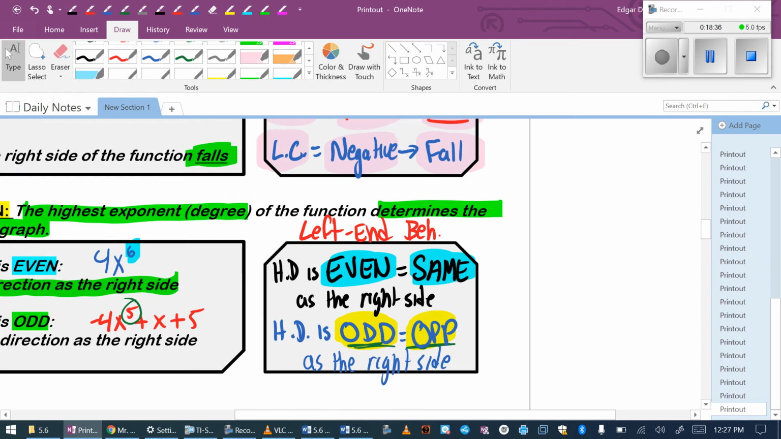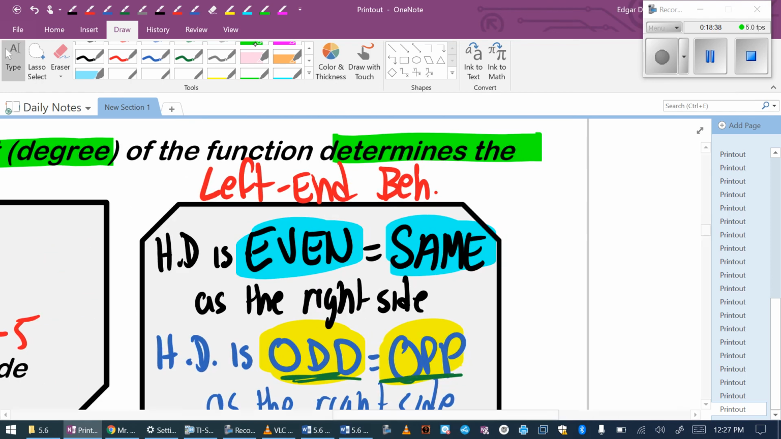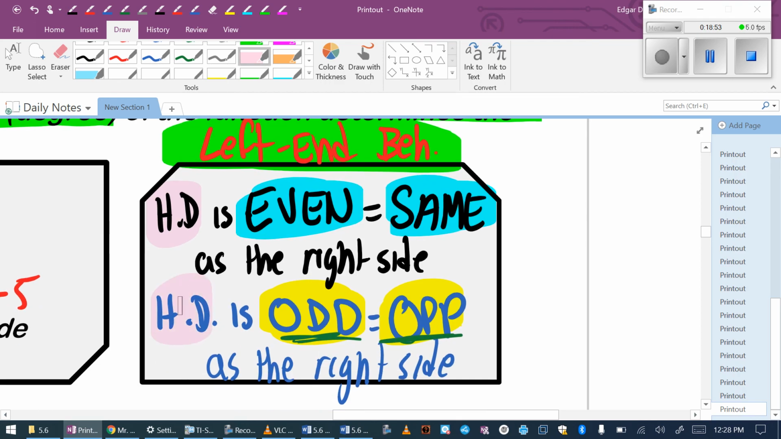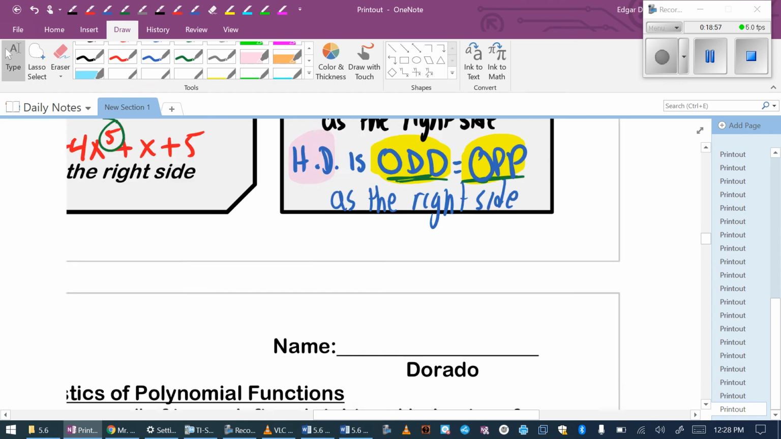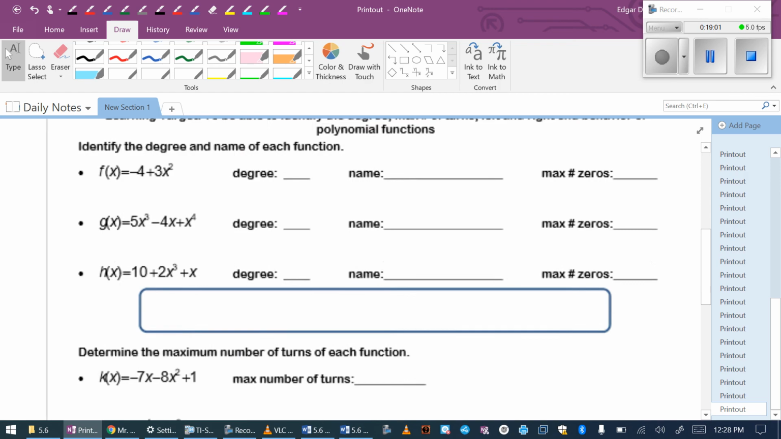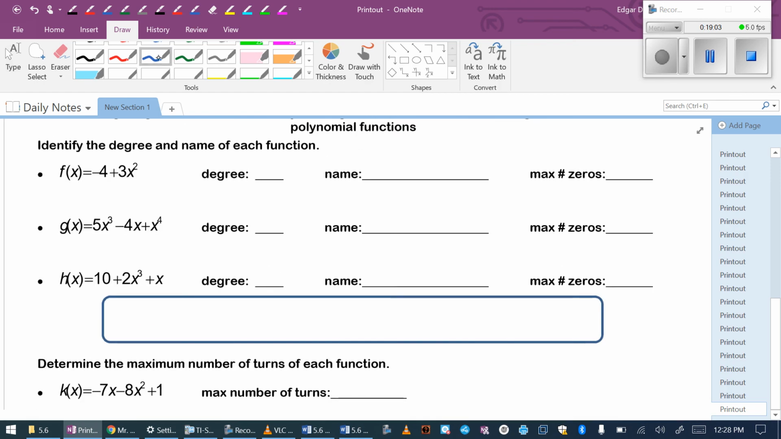And finally, for left-hand behavior, guys, what did we say? We said that if I want to identify what the left side of the graph behaves like, then I have to pay attention to the highest degree. If the highest degree is even, then you're going to do the exact same thing as what you did on the right. If the highest degree is odd, you're going to do the exact opposite of what you did on the right. So let's go ahead and practice this a little bit, guys. Let's summarize a little bit here. Here's what we know. Ready?